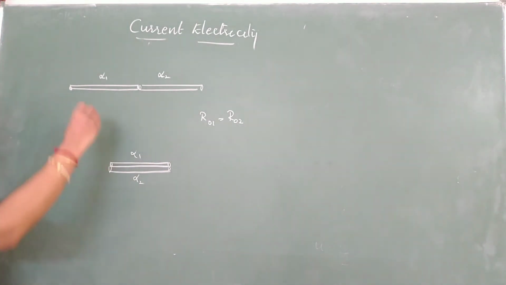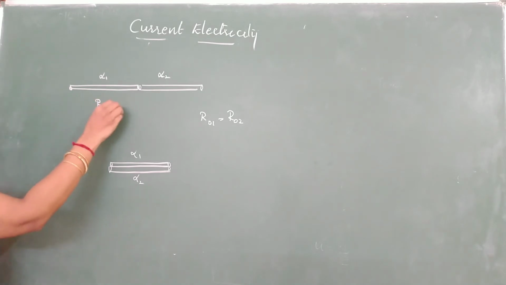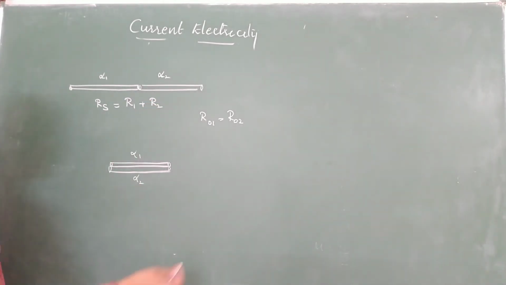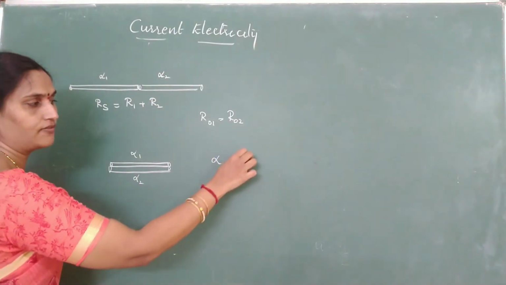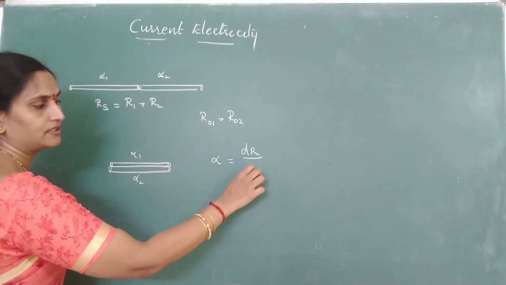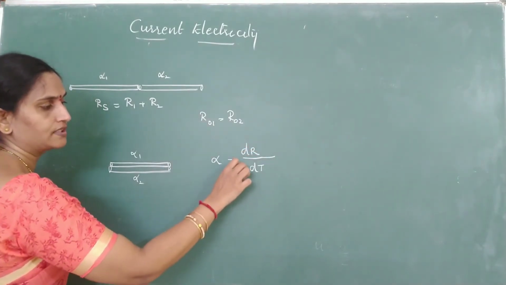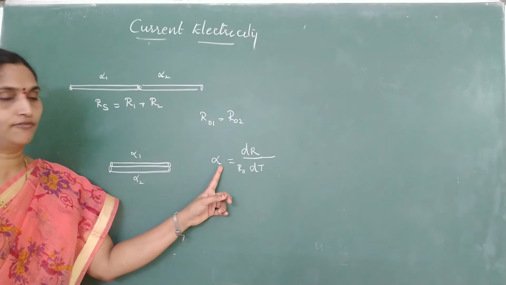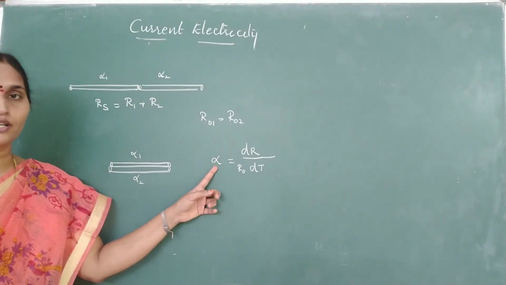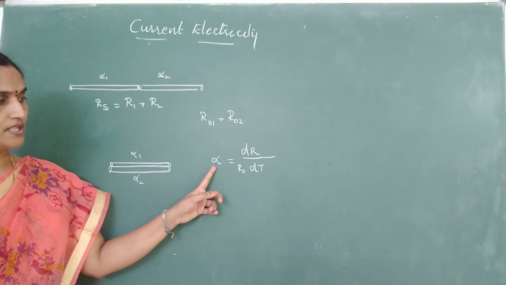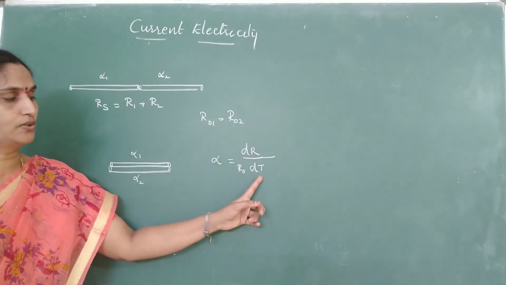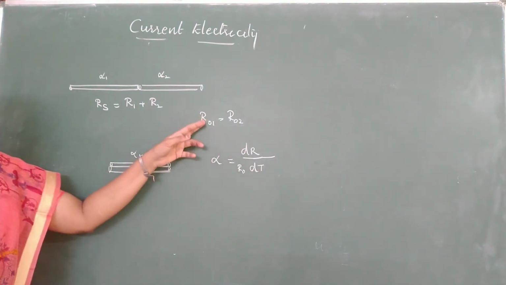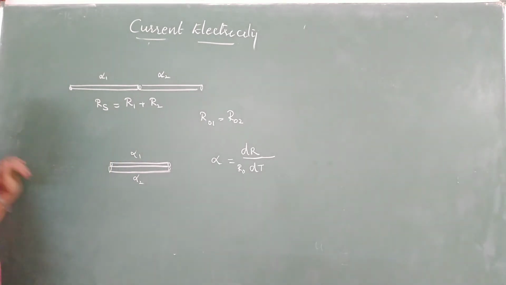In such a case, we know for series combination, resistance is R1 plus R2. From the definition of alpha, can I write alpha as change in resistivity by initial resistivity at 0 degrees for 1 degree rise of temperature? I have written it in terms of alpha. Just now I told you R_T is R0 into (1 plus alpha T). So if you write it as alpha, it is change in resistance by initial value into temperature difference. So we have to differentiate this relation with respect to temperature and then substitute the values. I am not showing you the derivation.